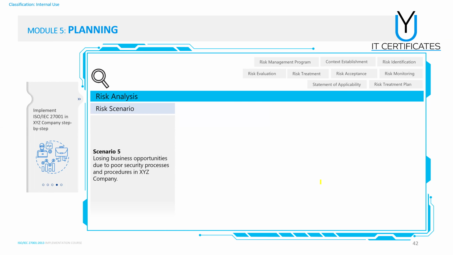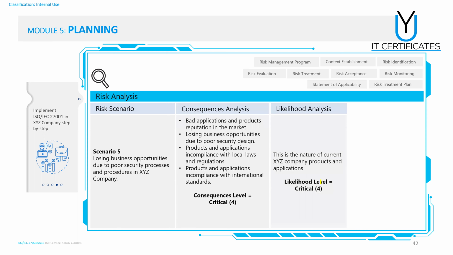The same concept will be applied for scenario number 5, and you will find that, wow, the risk level will be 16. Why 16? Because we found that the likelihood is critical.